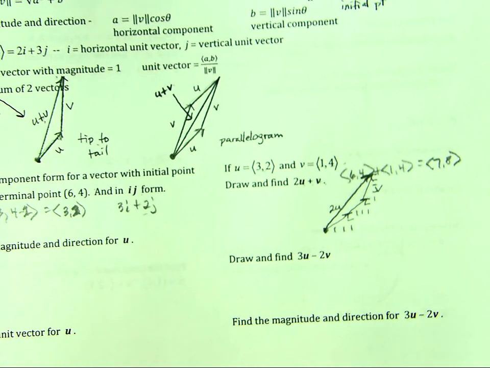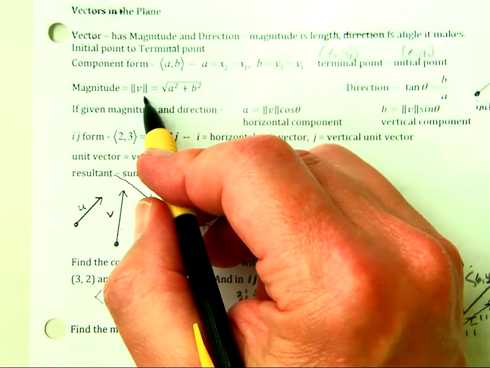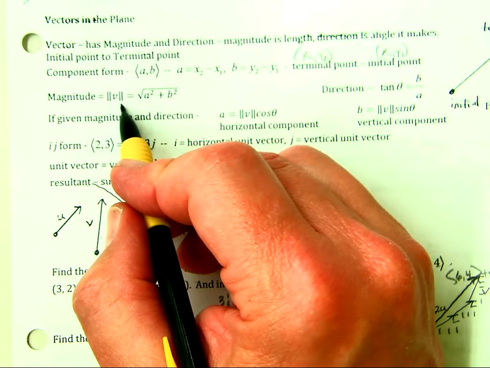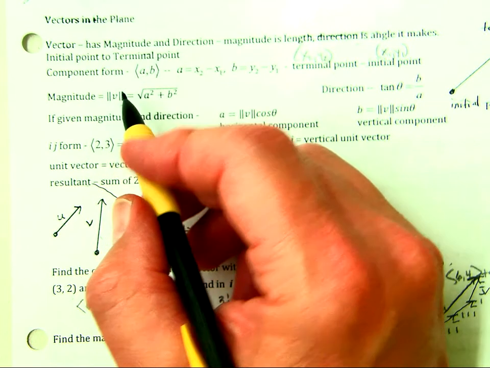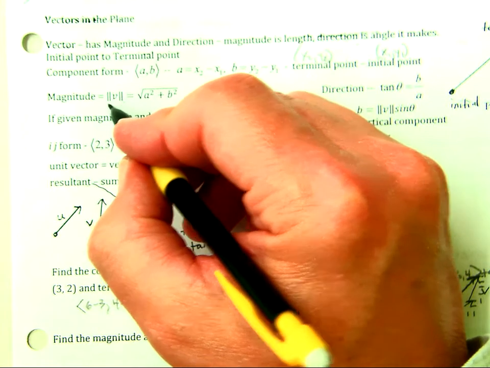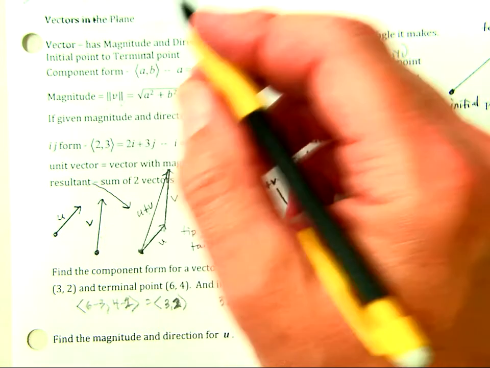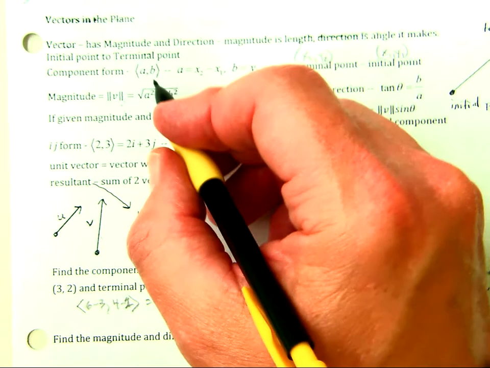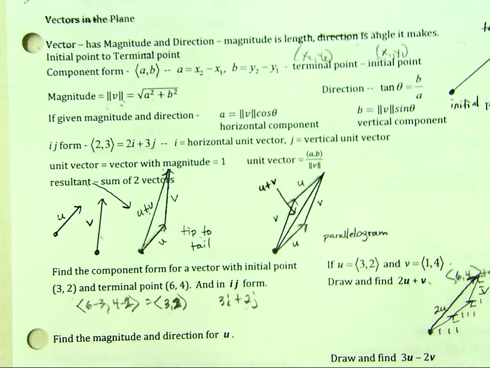We mentioned that a vector is magnitude and direction. For magnitude, this is the symbol for magnitude here. I see some books use a single absolute value sign, but most of them use a double absolute value sign. So if you see that double absolute value sign, that means the magnitude of V, so the length of V. This goes back to the Pythagorean theorem. The magnitude is the square root of a squared plus b squared.